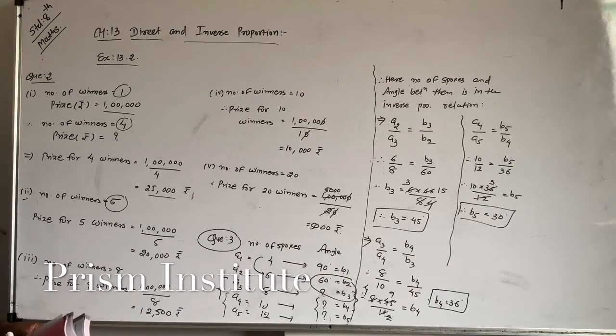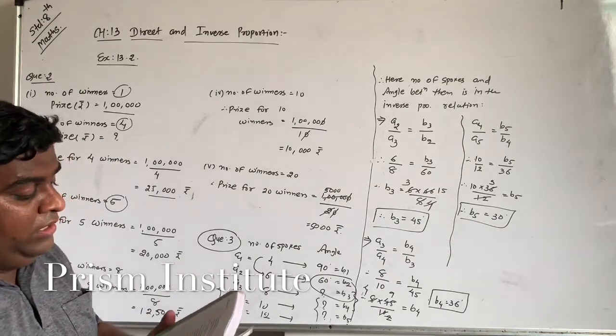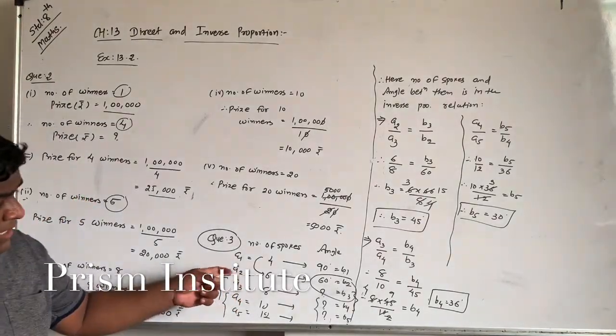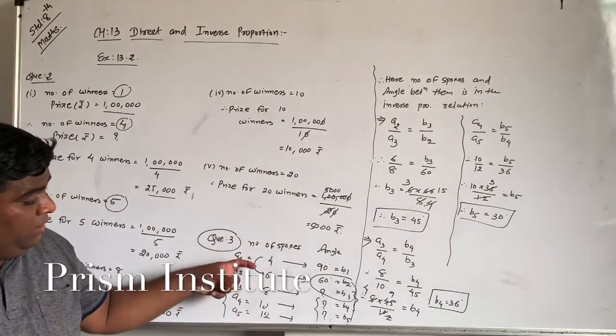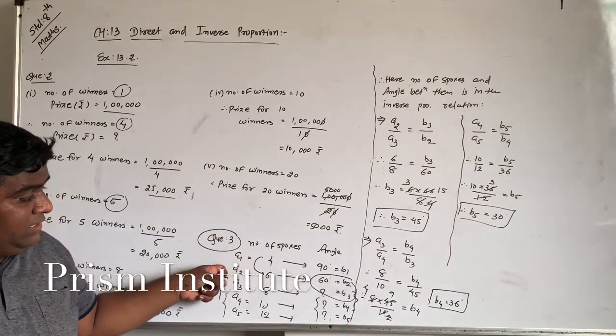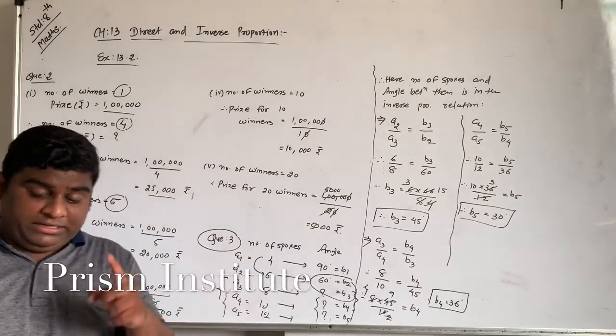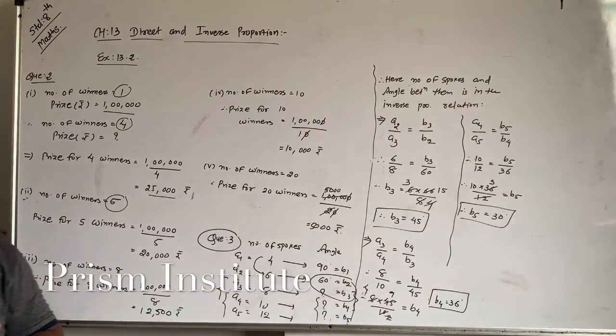Now next, after completing the table, the question is: are the number of spokes and the angle formed between a pair of consecutive spokes in inverse proportion? Yes, it is in inverse proportion. Why? Because if the number of spokes increases, at that time the angle decreases. Now calculate the angle between a pair of consecutive spokes on a wheel with 15 spokes.